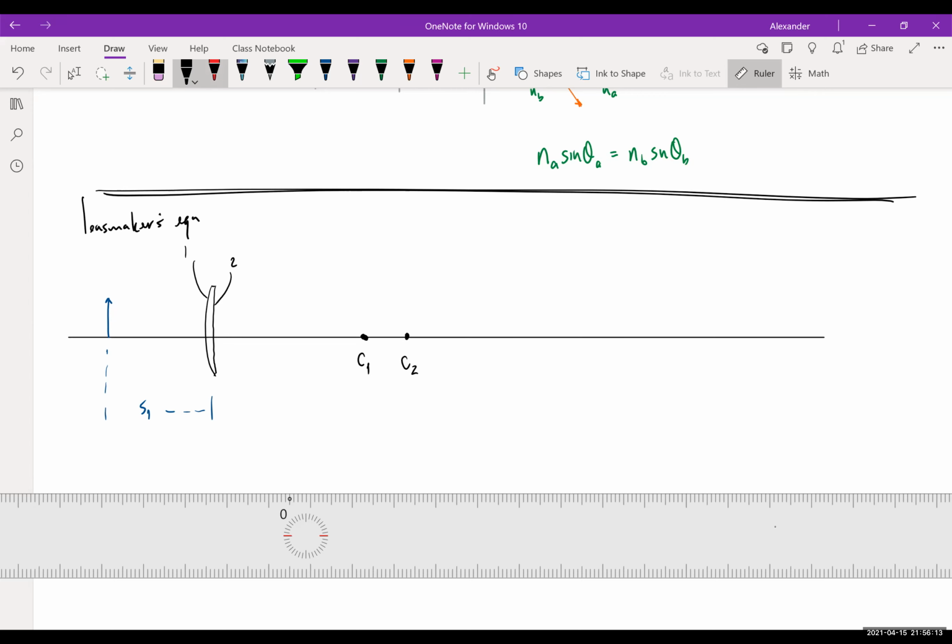So we're talking about the index of refraction in medium A and the index of refraction in the material of the lens.